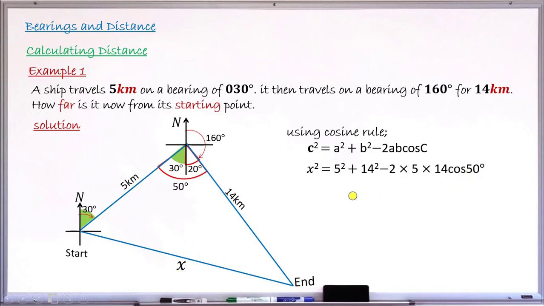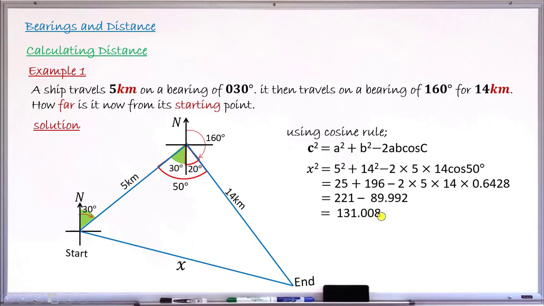So what I'm going to do is find 5 squared, 14 squared, and find the value of cos 50 from my calculator. That gives me 25 as 5 squared, 196 as 14 squared, then cos 50 will be 0.6428. So multiplying and adding, I'm going to have 25 plus 196, which gives me 221. Then 2 times 5 times 14 times 0.6428 gives me 89.992. Subtracting 89.992 from 221 correctly gives the result 131.008.